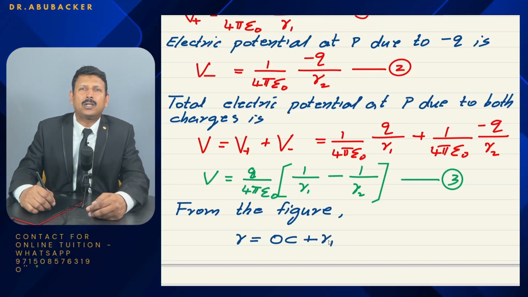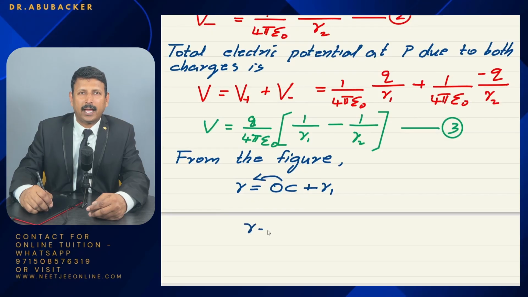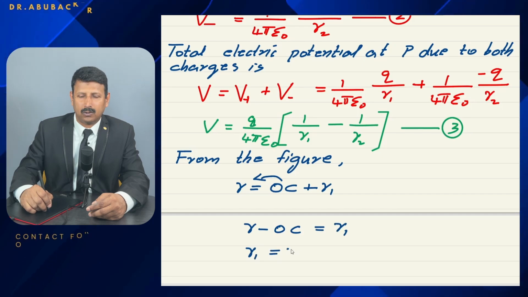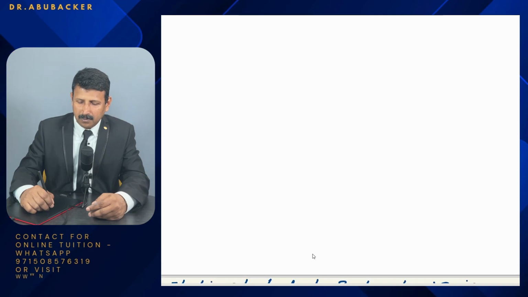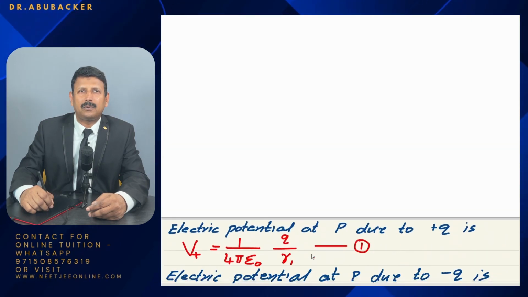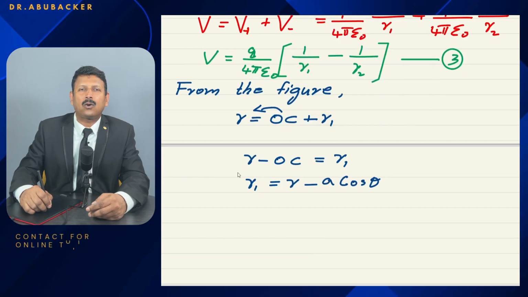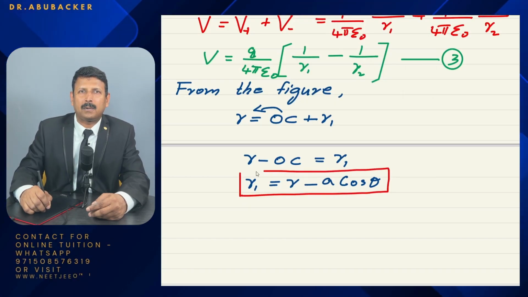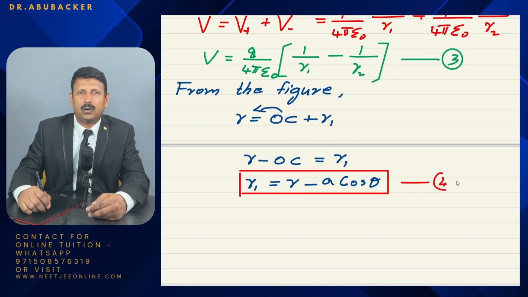distance. Okay, so look into the diagram, you will see that small letter r is equal to OC plus R1. So OC take to left side, so r minus OC is equal to R1. Okay, the diagram is not loading now. So R1 is equal to r minus, actually, OC is a cos theta, side of that small triangle. So this is R1. Equation number we can keep separately to substitute in equation number 3 later. So equation number 4, this one.